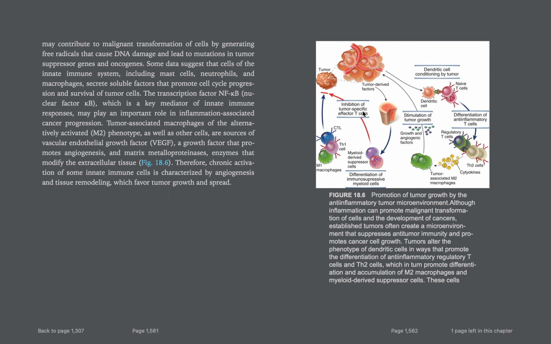This is the tumor, the inhibitor of tumor-specific effector T cells, myeloid-derived suppressor cells, differentiation of immunosuppressive myeloid cells. So all these M1 macrophages are actually the ones that work very well. But if you have a lot of myeloid-derived suppressor cells, they will prevent this from working. But apart from that, stimulation of tumor growth factor may cause angiogenesis, so the tumor gets blood vessels, then it grows.